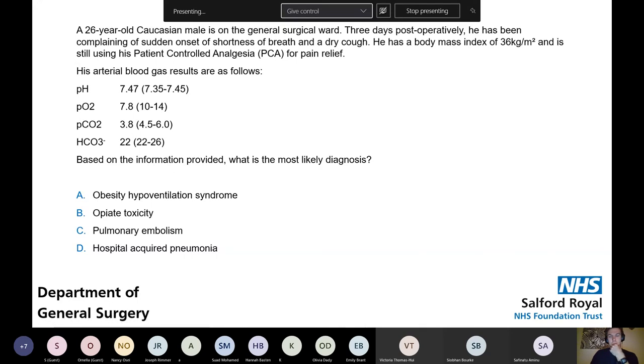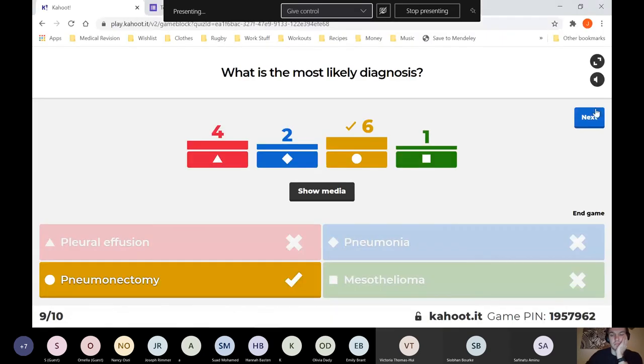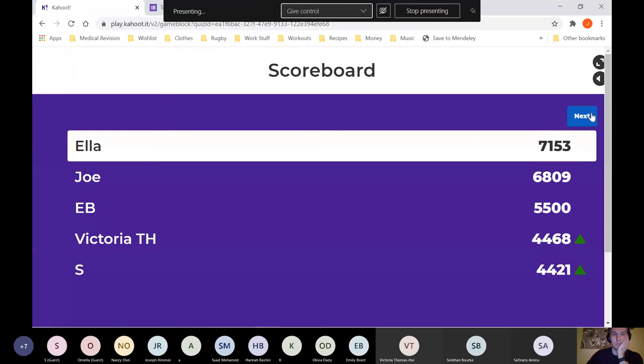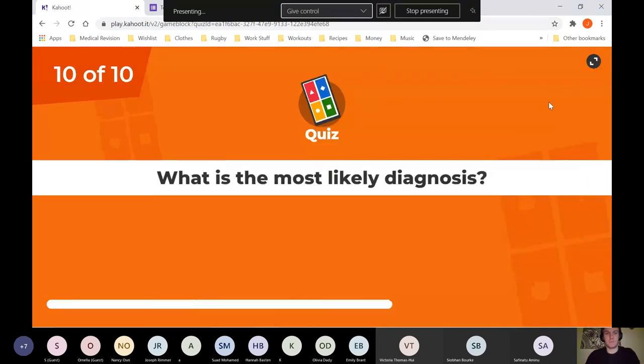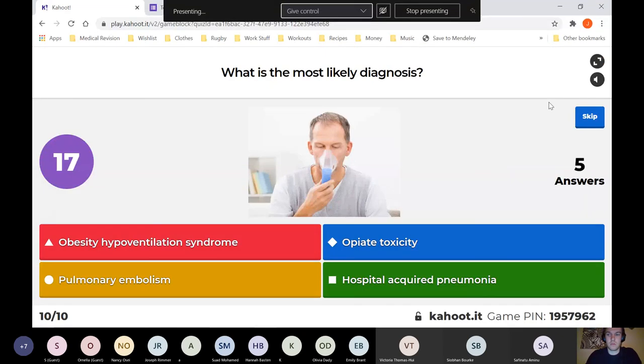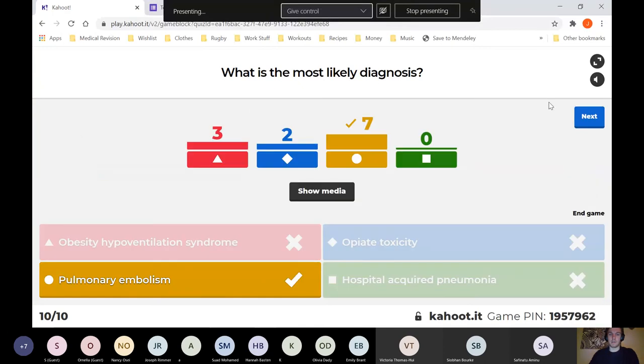Okay. So based on that blood gas, based on the symptoms that he's got, what is going to be the reason that he has got sudden onset shortness of breath? Okay, good. So again, we'll talk about why the other things can't be the right answers.